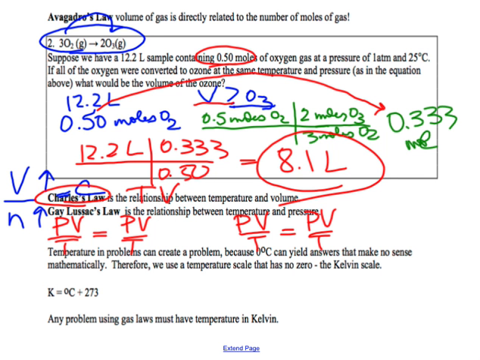So as temperature increases, volume increases. That's a direct relationship, and that's Charles's Law. If you look at the combined gas law, you can see the relationship here by taking out pressure, and you can see that this is direct. As that one increases, that one has to increase.